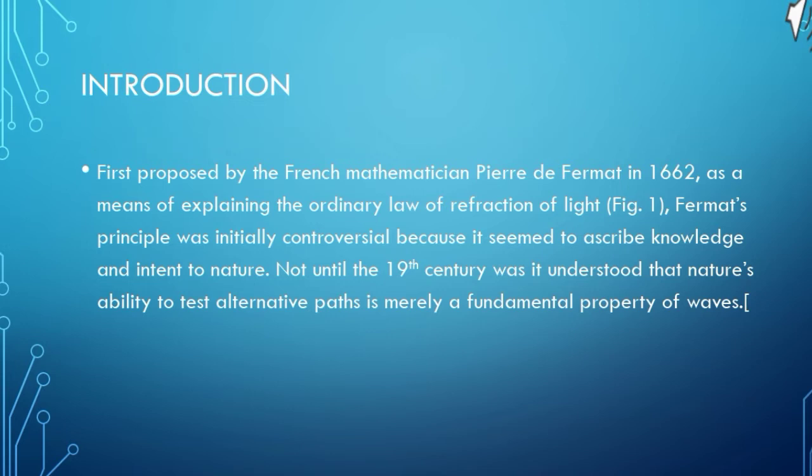Fermat's principle was initially controversial because it seems to ascribe knowledge and intent to nature. Until the 19th century, it was understood that nature's ability to test alternative paths is merely a fundamental property of waves.